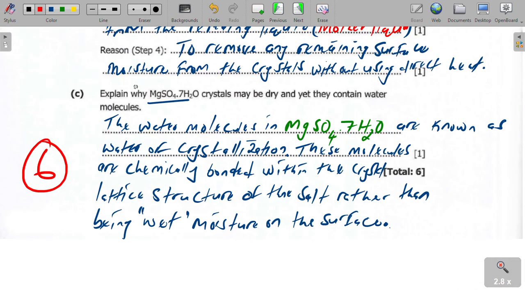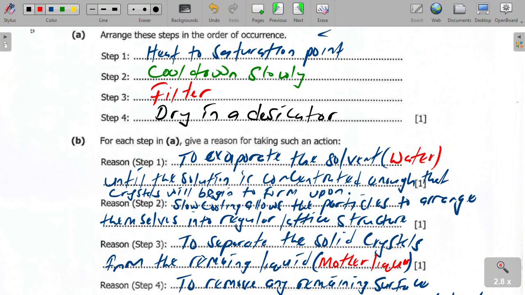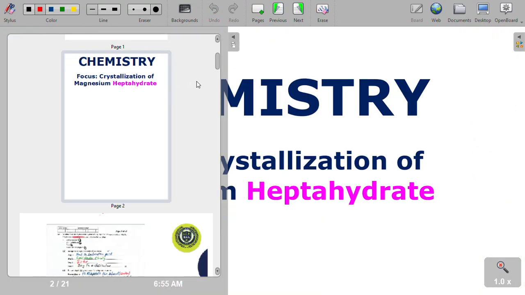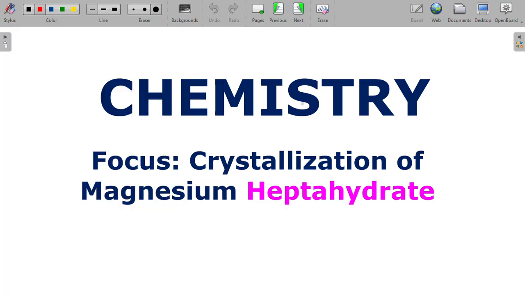Okay, so we have come to the end of our revision session. Today we were focusing on chemistry and crystallization of magnesium sulfate heptahydrate.